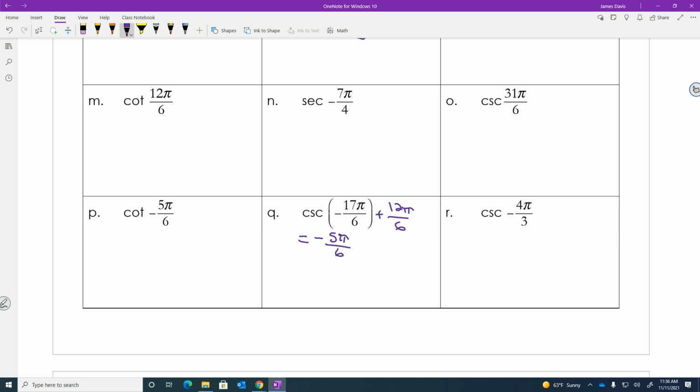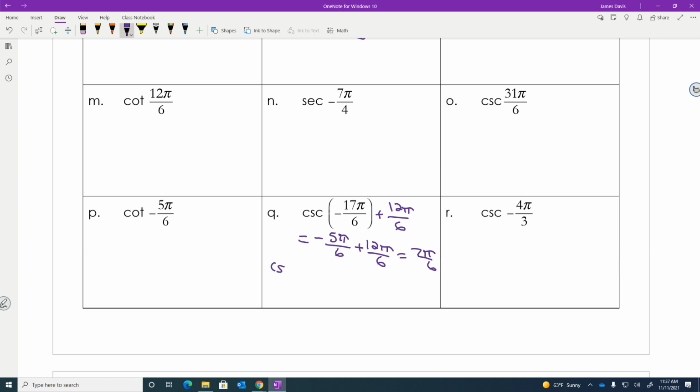But we still haven't got a good number yet, right? Still not on the inner circle. So we just do it again. Add 12 pi over 6. Negative 5 plus 12. Yep, 7. 7 pi over 6. Alright, that is the inner circle value.